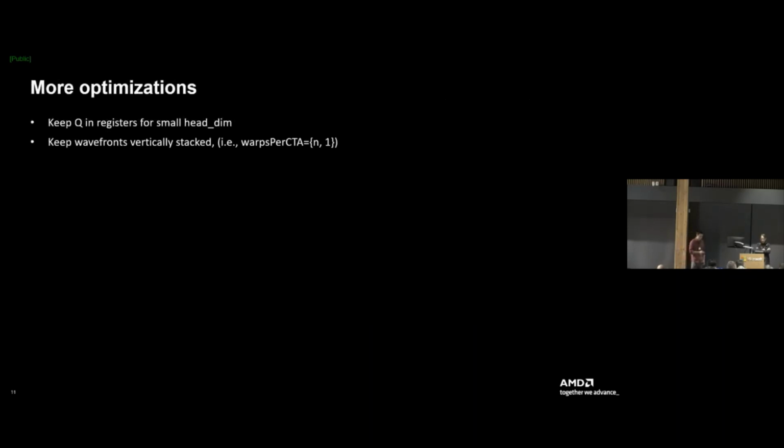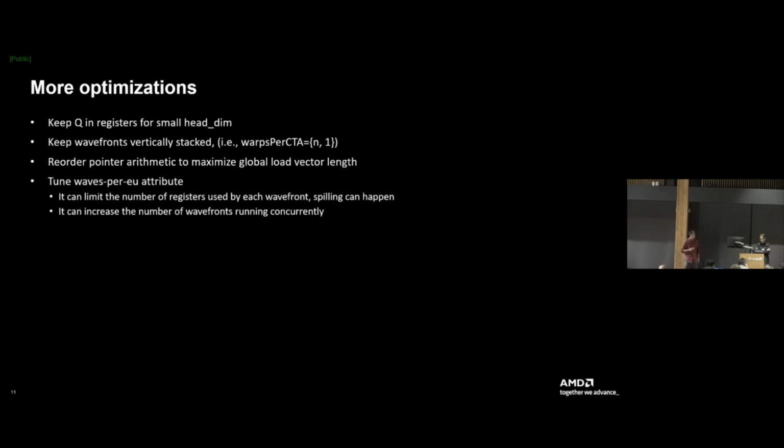Okay, so we have also implemented more optimizations on AMD GPU. First, we try to keep the Q tensor. In the context of the flash attention forward kernel, we keep the Q tensor in registers instead of loading it from global memory or LDS at every iteration of the loop. We also arrange warps vertically in the CTA so that we can do row reduction more efficiently. We reorder pointer arithmetic so that we can generate global load instructions with maximum vectorization length, because the hardware is not doing a very good job on vectorization.